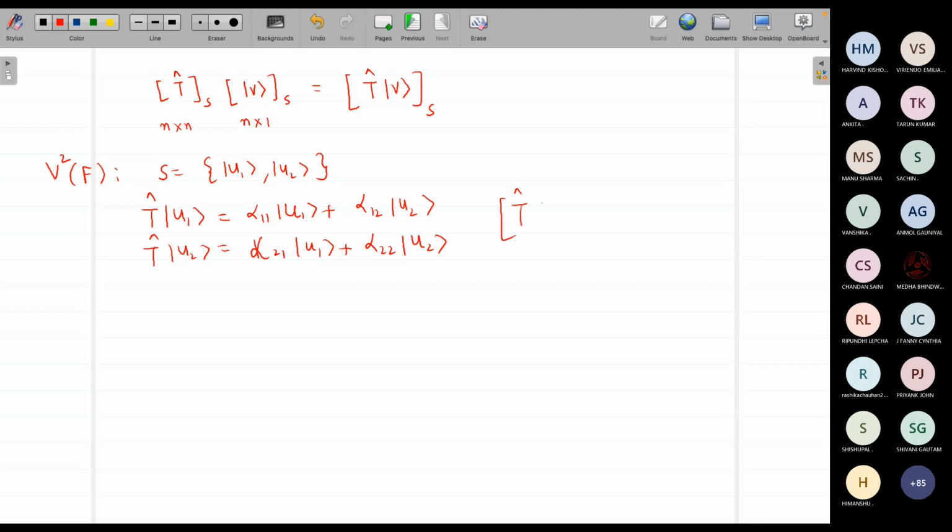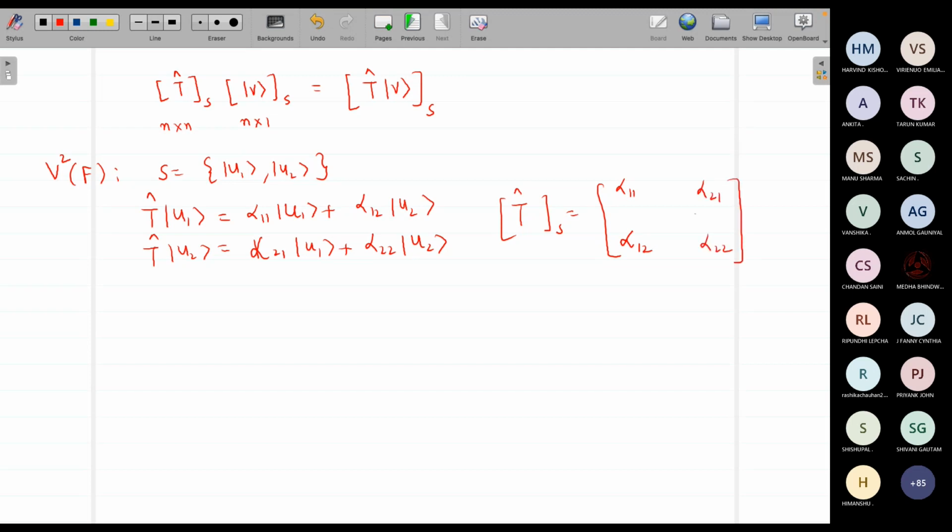So can you quickly tell me what I should write here? Alpha 1 1, alpha 1 2, then alpha 2 1 and alpha 2 2.